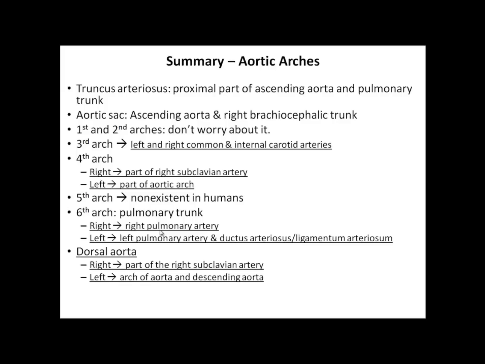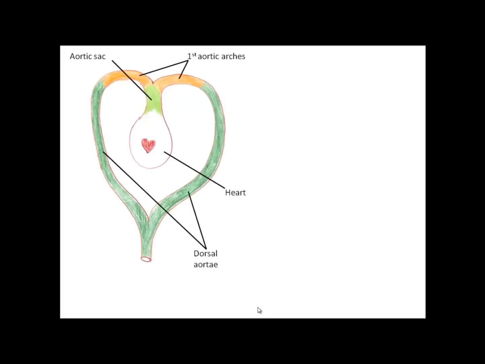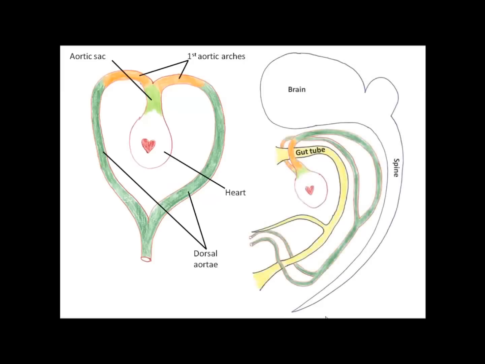Now that we've gone through the basics, let's go through how it looks. Once again, a fairly stylized drawing here with the heart leading to the aortic sac. Early in development, we have a first aortic arch on each side that forms and meets up with the dorsal aorta on either side and goes to a common outflow in a single dorsal aorta a little further down. If we take a look at this slightly obliquely, what we see is the heart pumping blood through the aortic sac to the first arch and along the dorsal aorta.